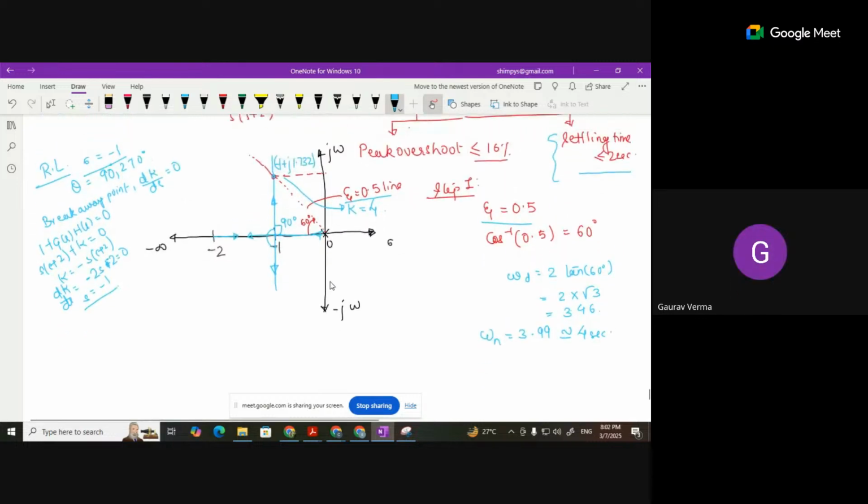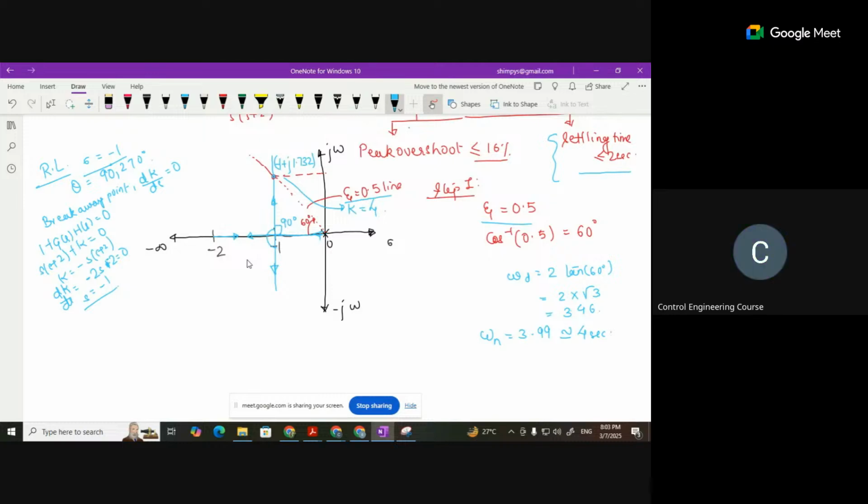Right? Which you have found here as minus 1 plus j 1.732, right? So where will the dominant roots now lie? That is the question. Got my point or not? Everyone, please tell me, then I'll proceed further. Yeah, got your question.